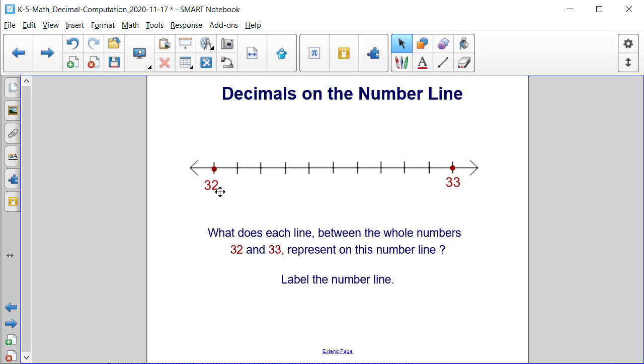In this number line, what does each line in between the whole numbers of 32 and 33 represent? And then we're also going to label the number line with the values of each hash mark as we go. So between 32 and 33, we have 1, 2, 3, 4, 5, 6, 7, 8, 9, 10 spaces. And one whole number divided into 10 spaces represents 1/10.